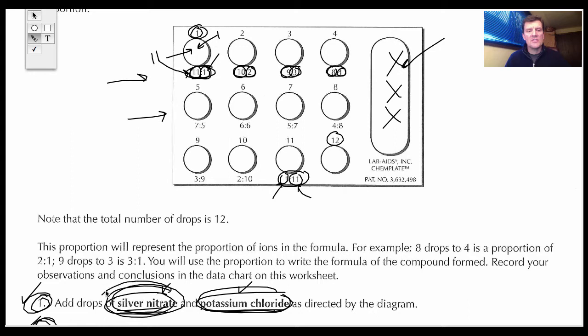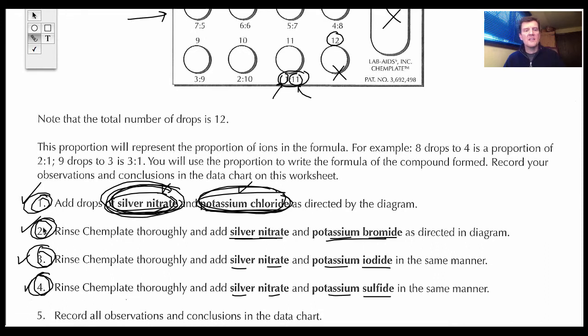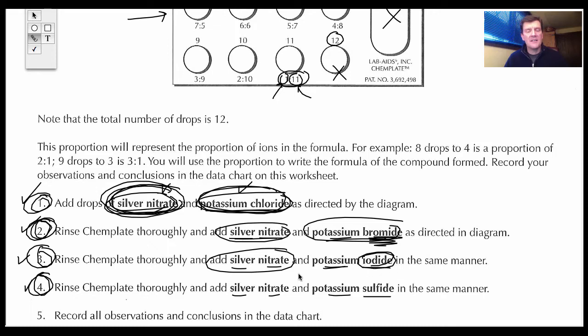And then continue with the same 2 chemicals, silver nitrate and potassium chloride. Put in 10 of the silver nitrate, 2 of the potassium chloride, and continue in these ratios all the way down. Notice there's not a ratio for well number 12. Okay? If you are assigned combination number 2, you do exactly the same thing, only with silver nitrate and potassium bromide. And combination 3, you do the same thing with silver nitrate and potassium iodide. And if you have combination number 4, it's silver nitrate and potassium sulfide.